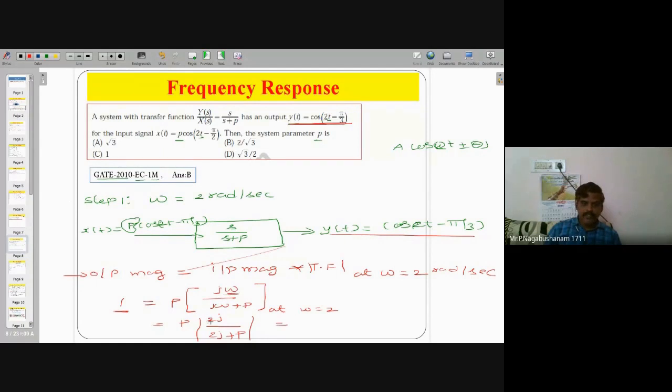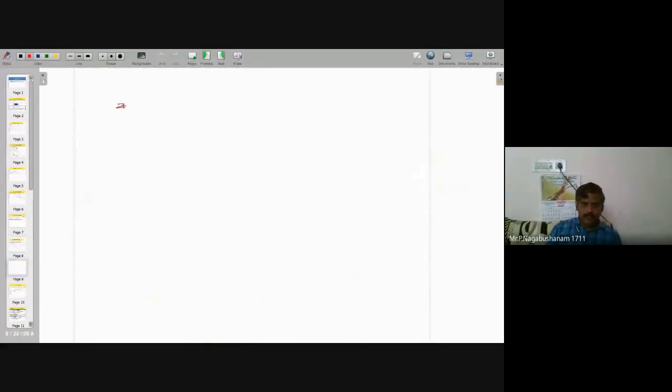So if you take the modulus, modulus of 2j is nothing but we can write 0 plus 2j, real part is 0, square root of a square plus b square. So this is 2. So p already is there, 2p divided by square root of 4 plus p square. Right side we are having magnitude is 1, output. Let me use the next page. So 2p divided by square root of 4 plus p square is equal to 1.